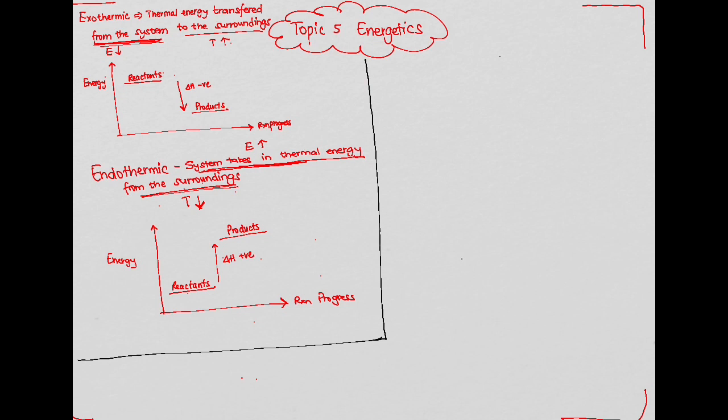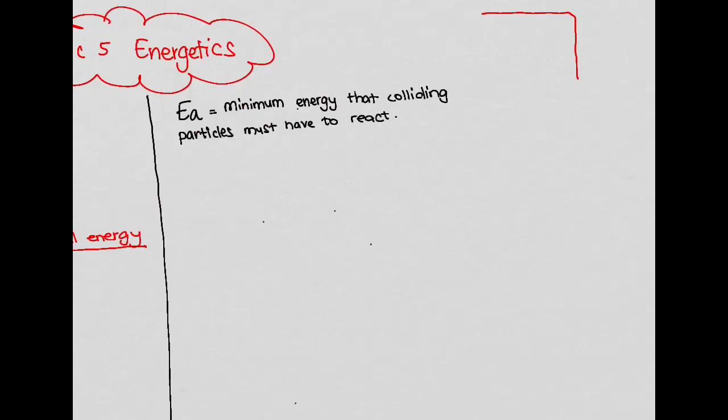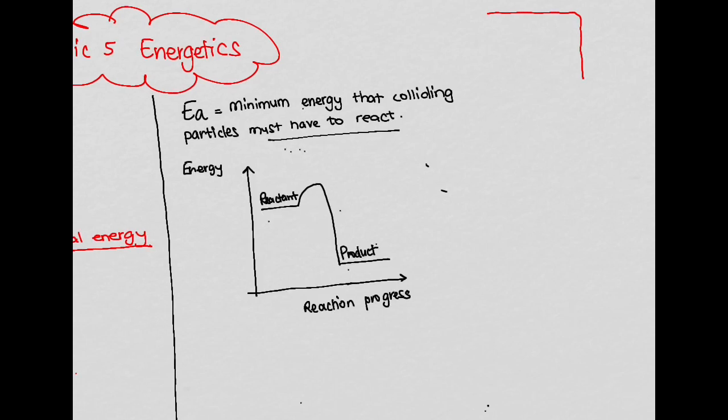Now we're going to see the activation energy, EA. So activation energy is the minimum energy that the particles which are colliding must have for a reaction to take place. This is the definition. If we draw a reaction pathway for, this is an exothermic reaction.